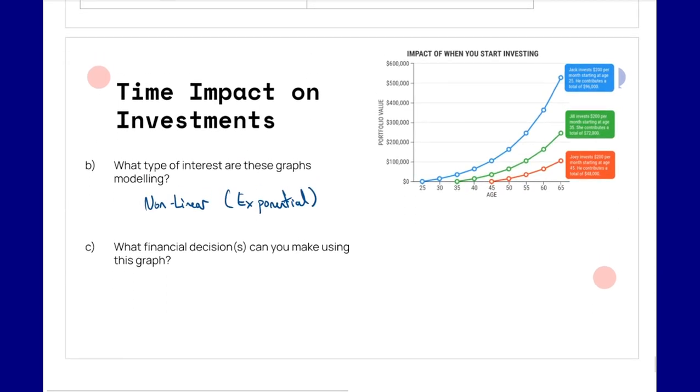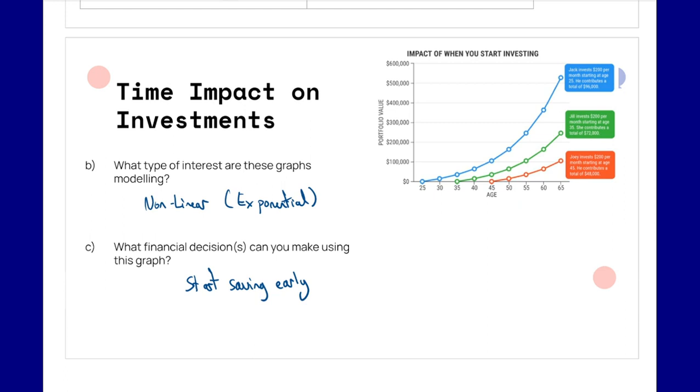So, what financial decisions can you make using this? Well, I would say the big one is start saving early. You may not have $200 a month to invest or to save like in this scenario, but I would say the biggest thing is just start saving early. Put a little bit aside, put a little bit into an account every month, every year, if you have the funds available to you. Because we can see if everyone starts saving the same amount at different times, those who started earlier would definitely have more value in the end. Especially if it's non-linear, because you see that the gap is a lot larger when you start earlier.